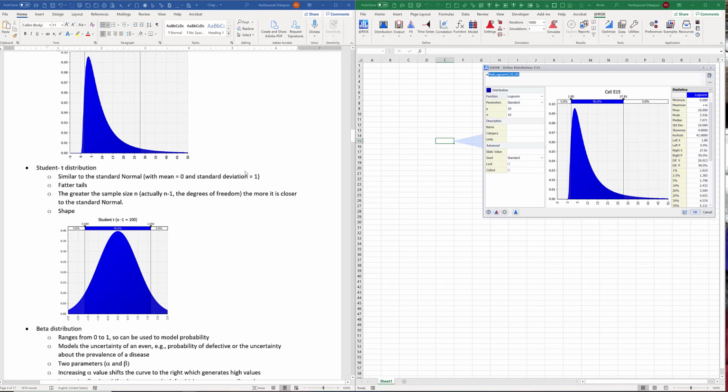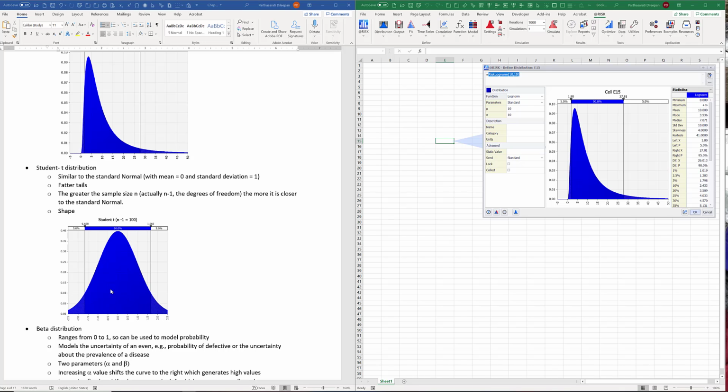Now the student t distribution is a kind of normal distribution. Okay, so a normal distribution can have any mean and any standard deviation, right? But if the mean is 0 and the standard deviation is 1, we call that standard normal. Now student t is like standard normal. It's always mean 0, standard deviation equal to 1, but it has a thicker tail.